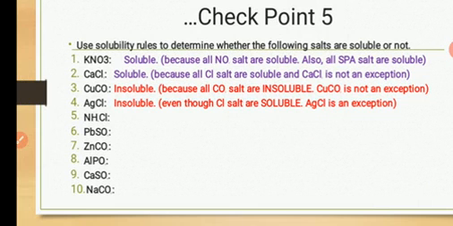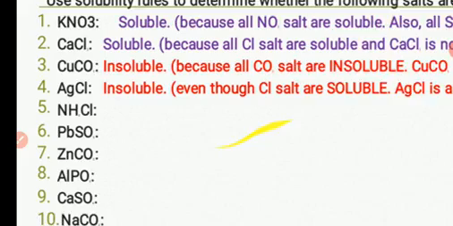Number 5 is ammonium chloride. Do you think it will be soluble? Why will it be soluble? What do you assume about chloride? And of course, ammonium chloride is an ammonium salt. You know what happens with ammonium salts. Are they always soluble or not?